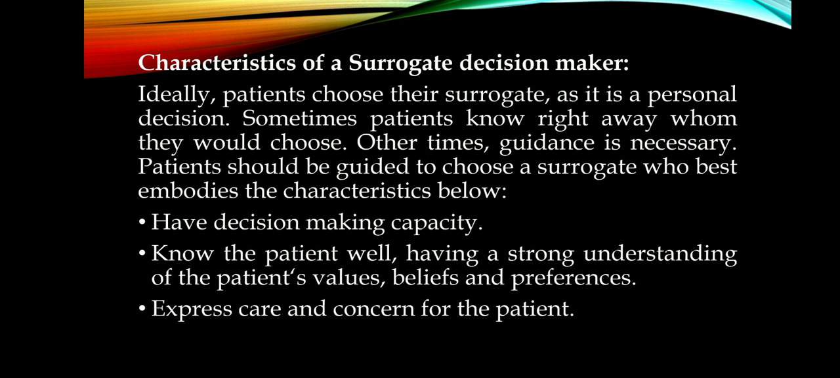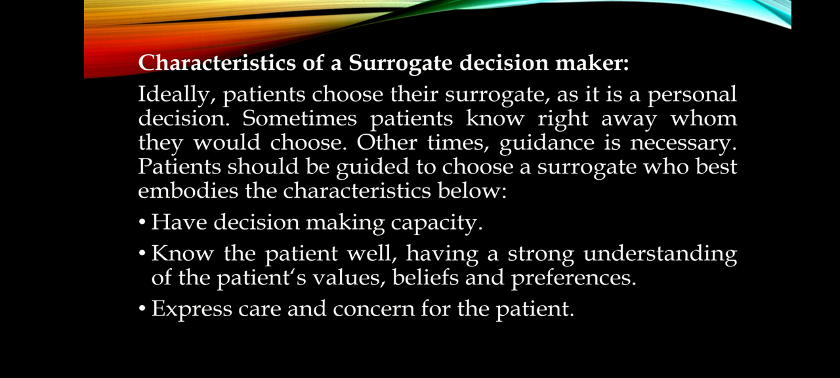First one, have decision making capacity. A person who is becoming a surrogate decision maker must have the decision making capacity, because he is going to choose certain types of treatment which will be given to their clients. Therefore decision making capacity is a very essential characteristic which has to be possessed by every surrogate decision maker.